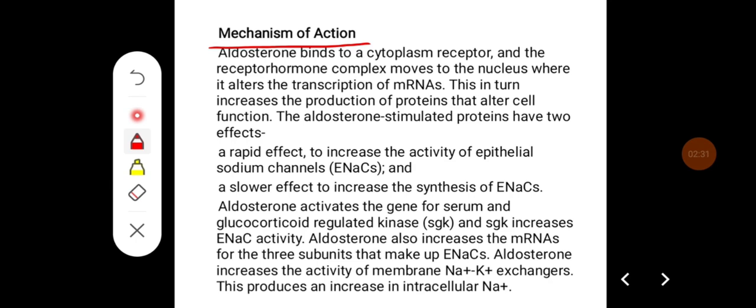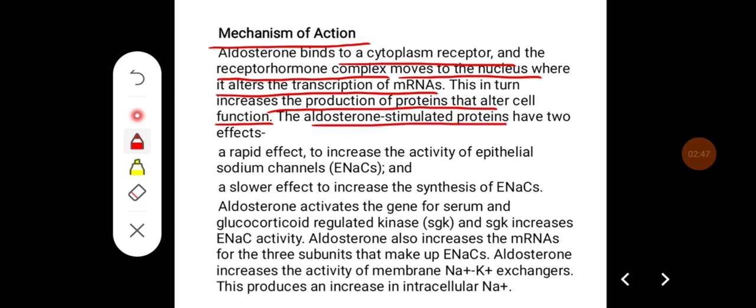Mechanism of action of aldosterone. Aldosterone binds to cytoplasmic receptors, and this receptor-hormone complex moves to the nucleus, where it alters the transcription of mRNAs. This in turn increases the production of proteins that alter cell function. The aldosterone-stimulated proteins have two effects.